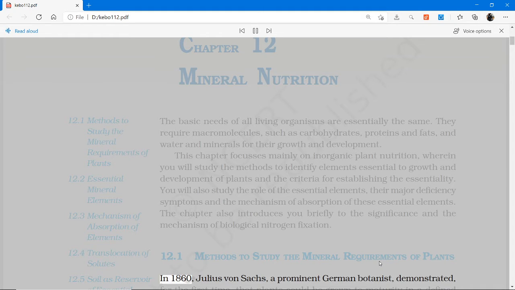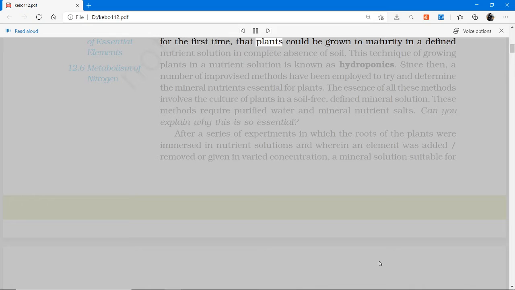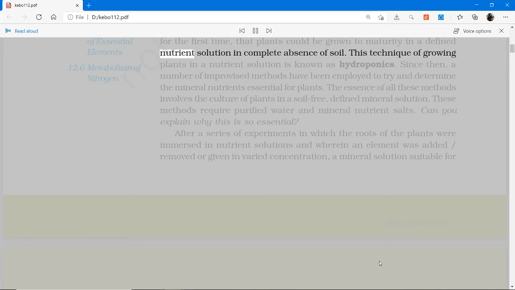In 1860, Julius von Sachs, a prominent German botanist, demonstrated, for the first time, that plants could be grown to maturity in a defined nutrient solution in complete absence of soil. This technique of growing plants in a nutrient solution is known as hydroponics. Since then, a number of improvised methods have been employed to try and determine the mineral nutrients essential for plants. The essence of all these methods involves the culture of plants in a soil-free, defined mineral solution.